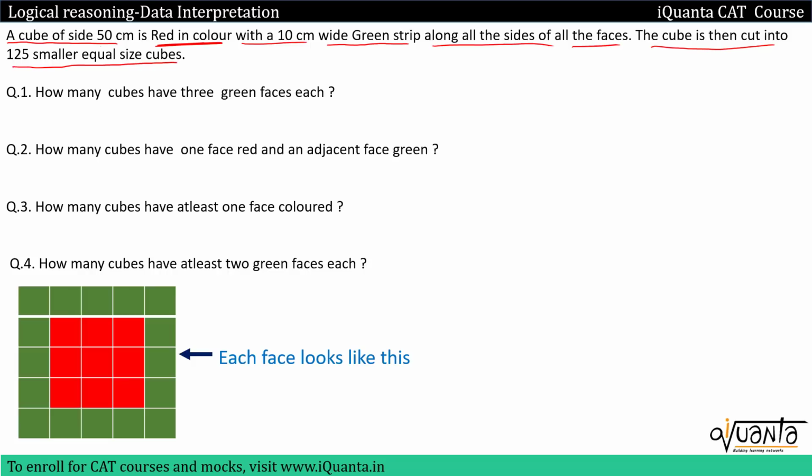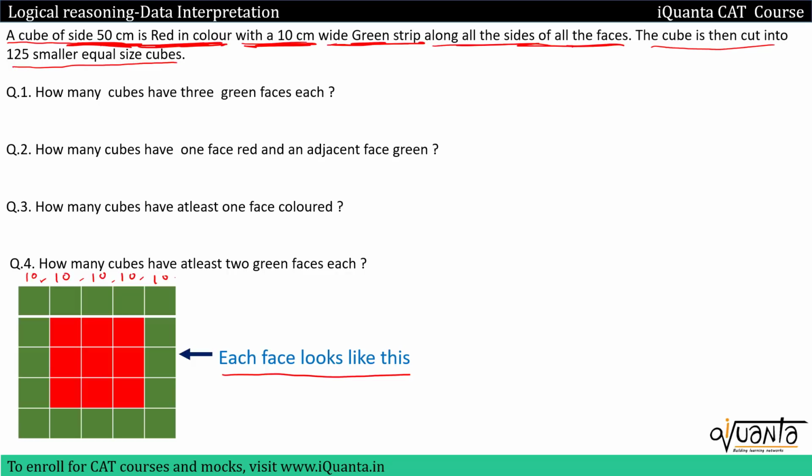So we were given that we have a cube of side 50 cm. It is red in color with a 10 cm wide green strip along all the sides of all the faces. We have also been given over here, each face looks like this. So this is 10 cm wide. All these strips are 10 cm wide. So we can say that the bigger cube will have a side of 50 cm. And this is the way in which this green strip has been done along all the sides of the faces. The cube is then cut into 125 smaller equal size cubes.